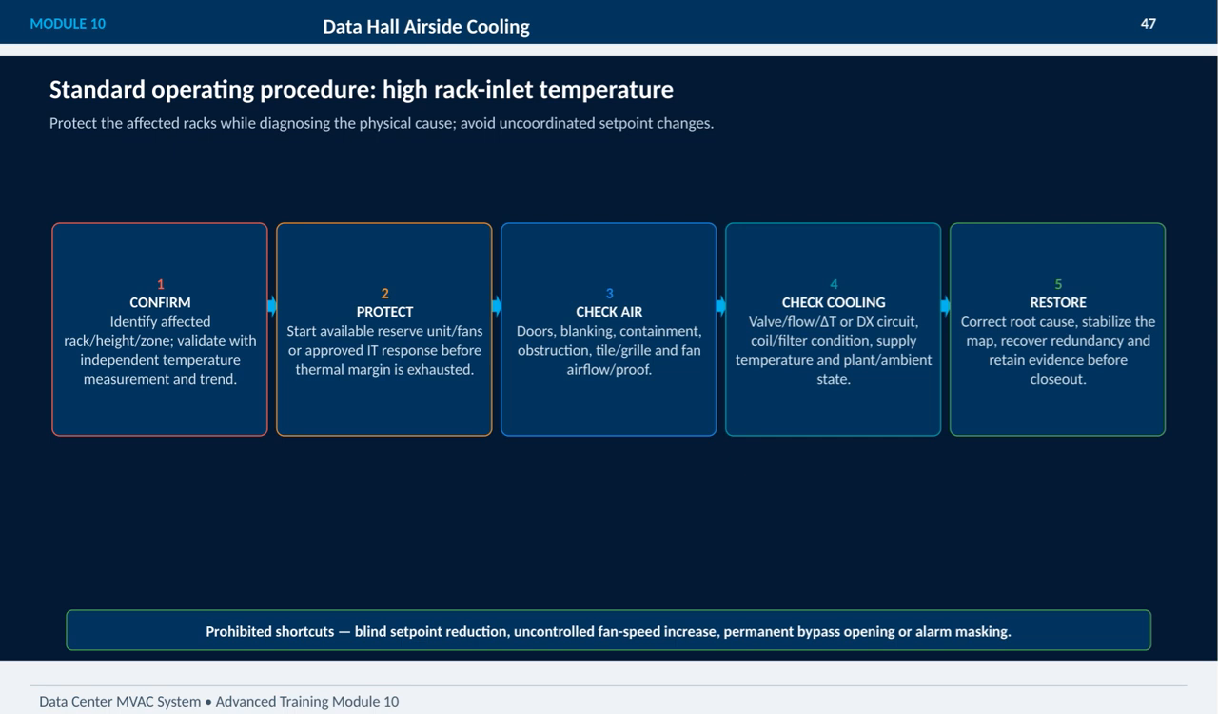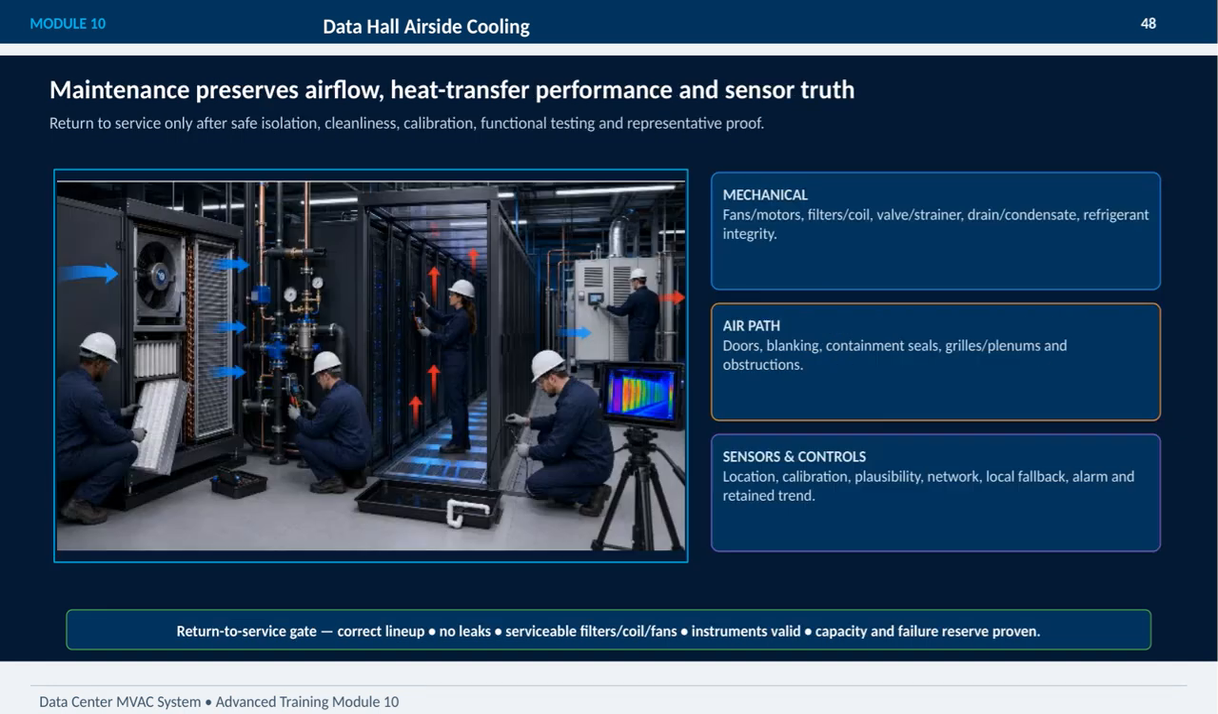Finally, restore normal operation by correcting the root cause, stabilizing the temperature profile, recovering redundancy, and retaining all evidence before closing out the issue. It's important to avoid shortcuts such as blind set point reductions, uncontrolled fan speed increases, opening permanent bypasses, or masking alarms, as these can lead to further problems.